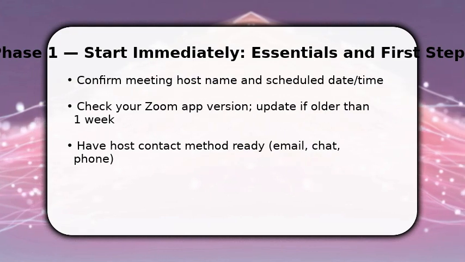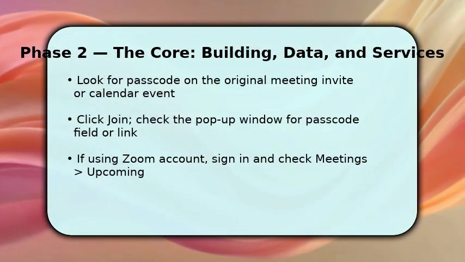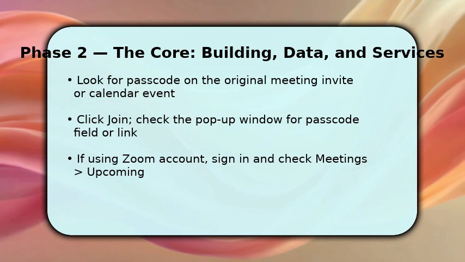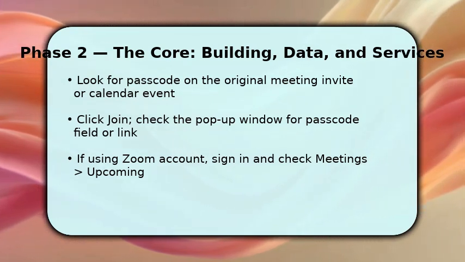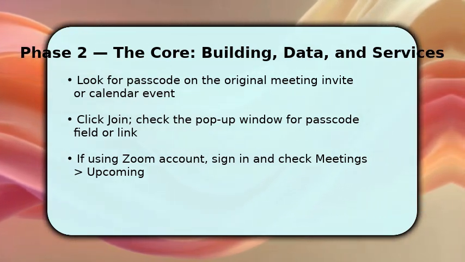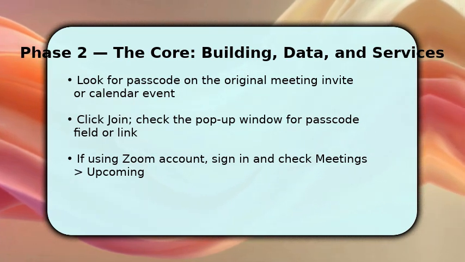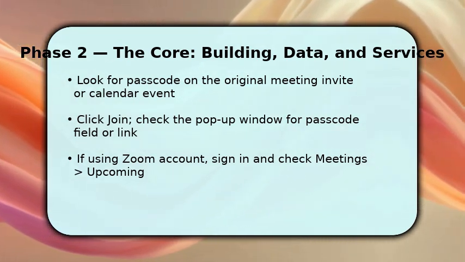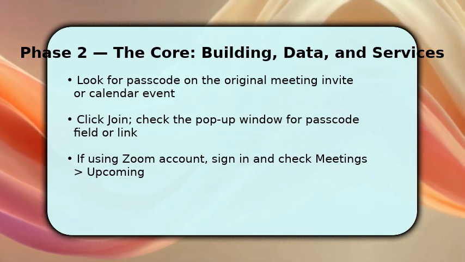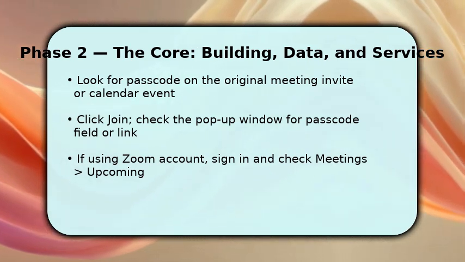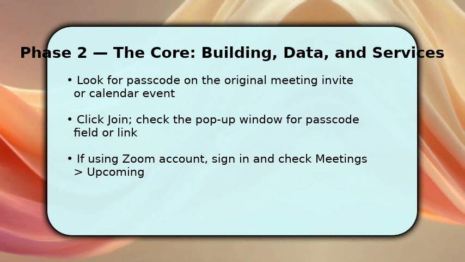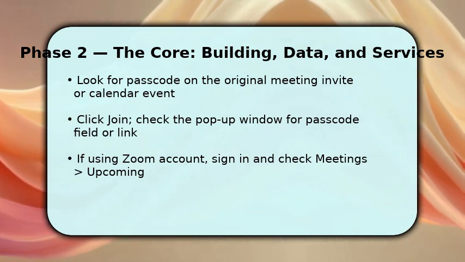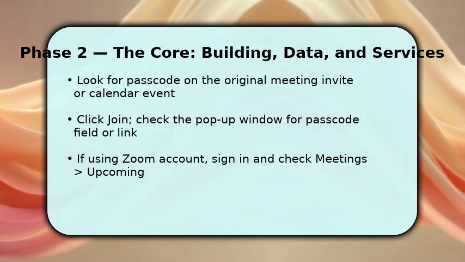You now try the direct retrieval steps. First, open the original invite or calendar event and scan for the passcode. Hosts often paste it there. If that fails, click the Join button from the link. The passcode may appear in the pop-up or be embedded in the URL after pwd equals. Also sign in to Zoom, go to Meetings Upcoming. If you're added as a panelist or alternative host, the passcode is visible. Make sure to copy exactly.